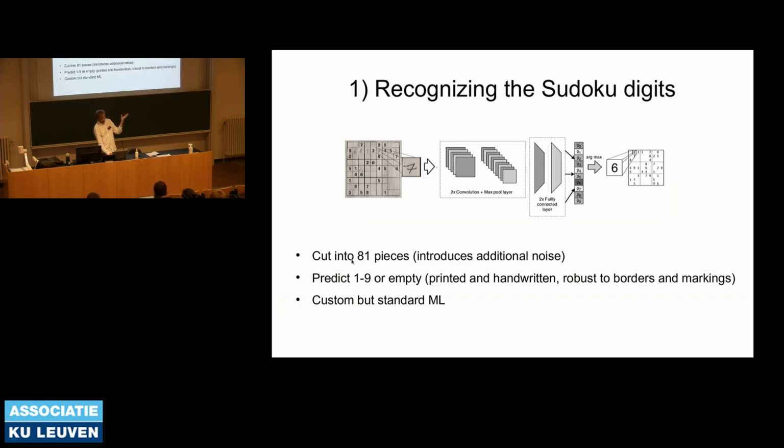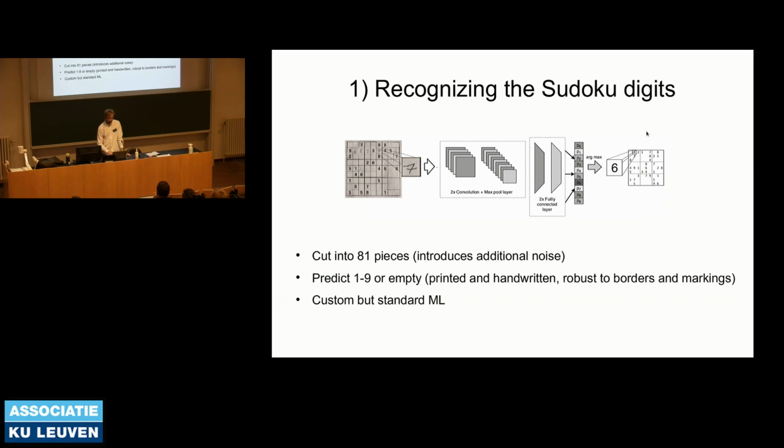So you could cut it into 81 pieces, and then you can predict for each of the cells whether it's a number between 1 and 9, or whether it's empty. And then you can use some standard, I mean, you have to customize it a bit because of the empty instead of a 0, but this is pretty close to MNIST, right? So you can just use an existing machine learning architecture, and then you get an interpretation of the image, okay?